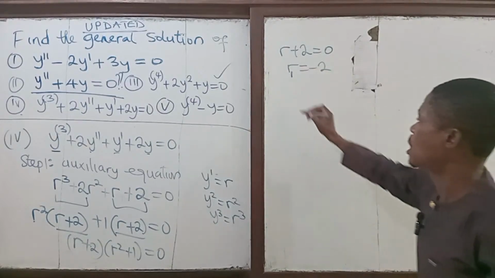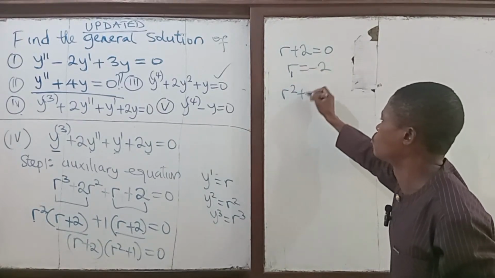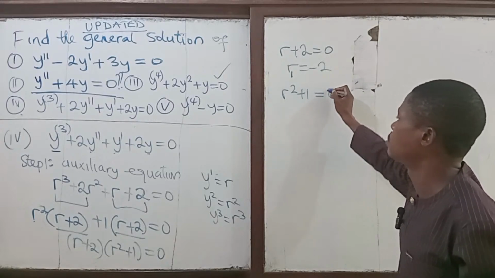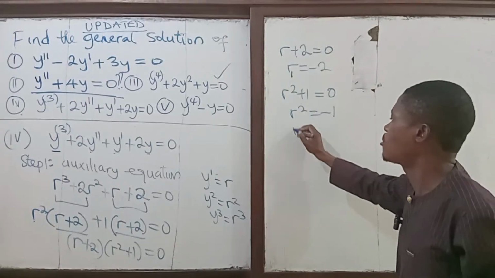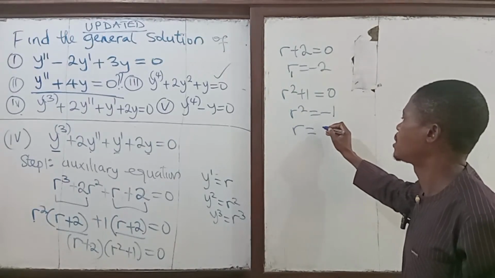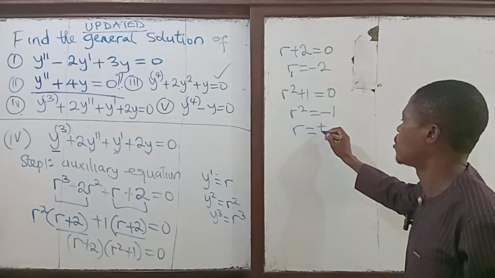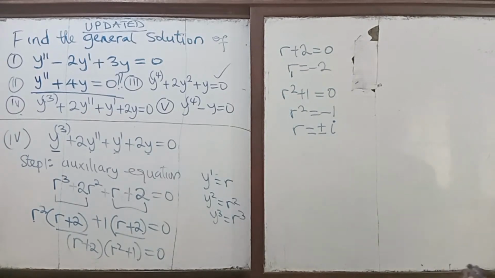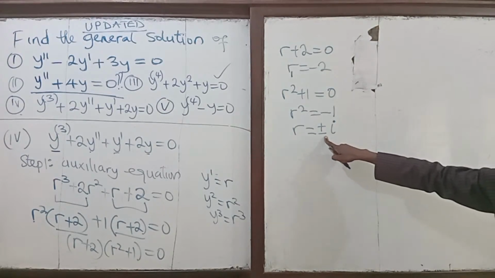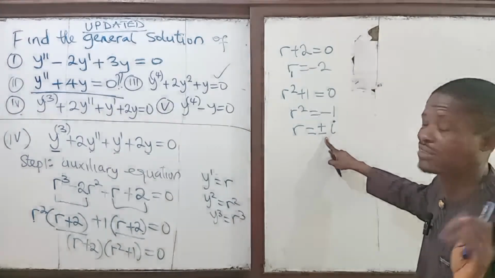The second one, r squared plus 1 is equal to 0. So r squared is equal to minus 1. Take the square root of both sides, and r will be plus or minus i, since the square root of minus 1 is i. So there's no real part in this case. The real part is 0.